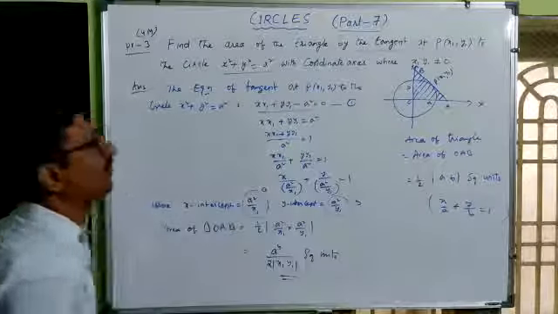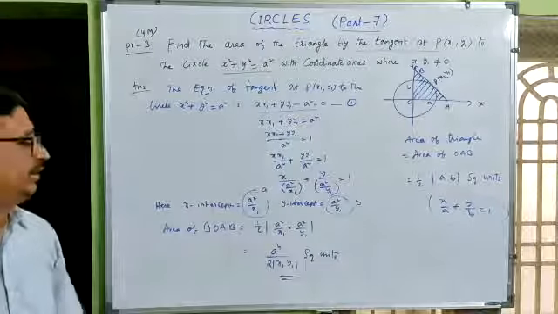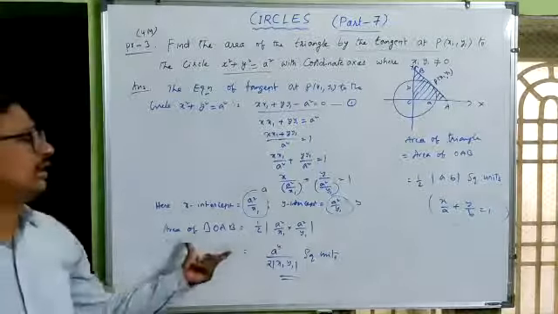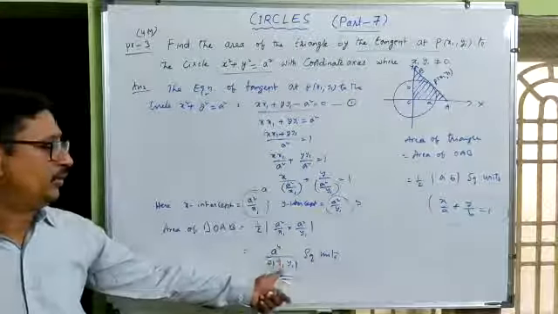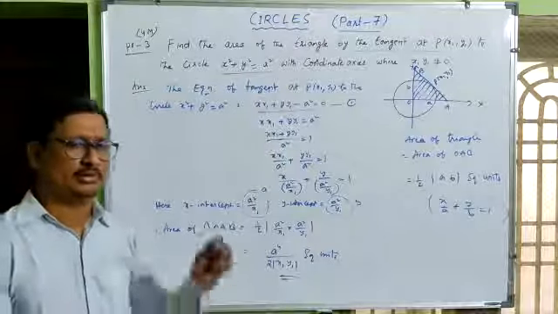This is a frequently asked question in the examination, the IB board examination. So the area of the triangle OAB is a power 4 by 2 mod x1 y1. This may be asked for 2 marks also. So have a note.